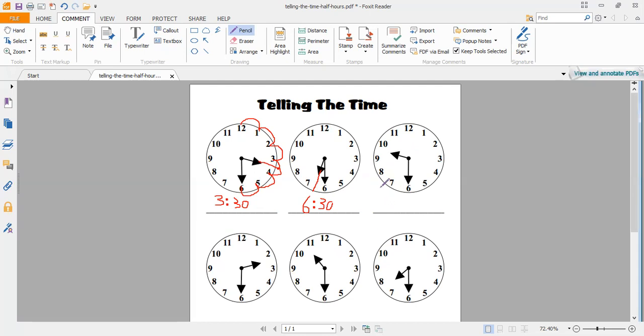Okay, let's write the time here. We're going to write the hours first. The hour hand here points between 9 and 10. It didn't reach 10, so it's still 9. We're going to write in the hours 9, two dots. The minute hand here points to 6, which means I'm going to write 9 and 30. 9 and 30.